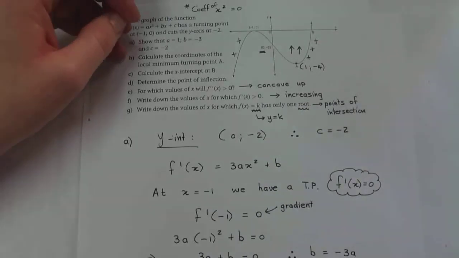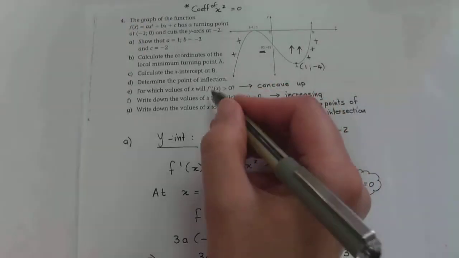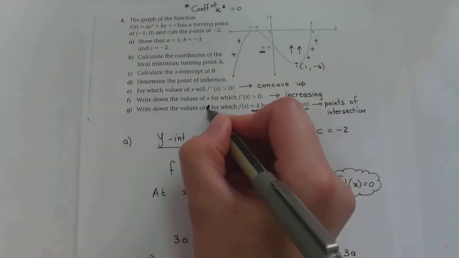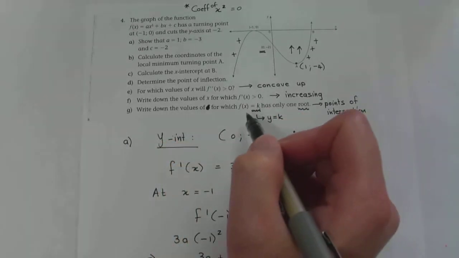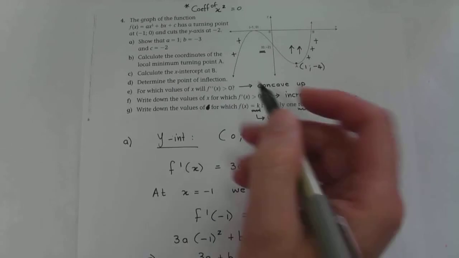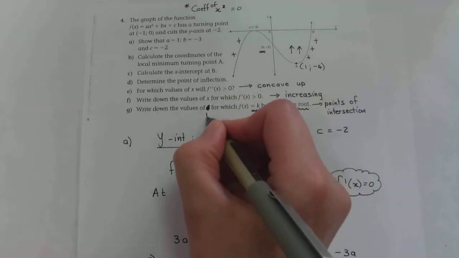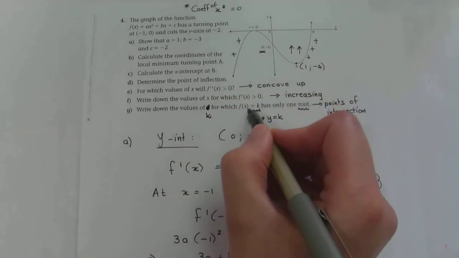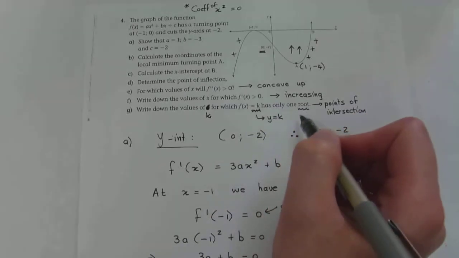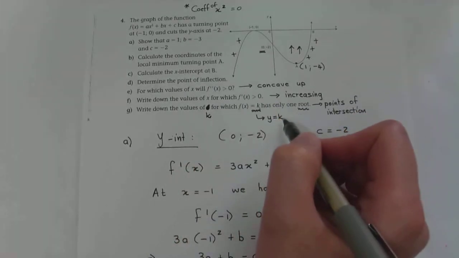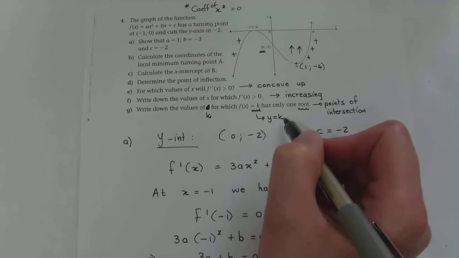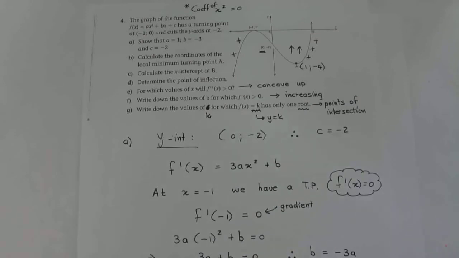Now, I just want to change the question because this is in fact a typing error. Some of you might have already noticed it. It shouldn't say write down the values of x for which f(x) equal to k has only one root. It should say write down the values of k for which f(x) is equal to k has only one root. Otherwise, this question makes absolutely no sense. So we are trying to find out what value of k, so what horizontal line will mean that it only cuts once. And I've already shown you this.